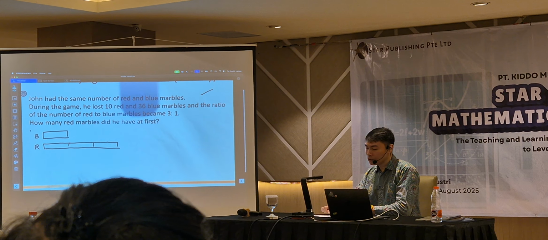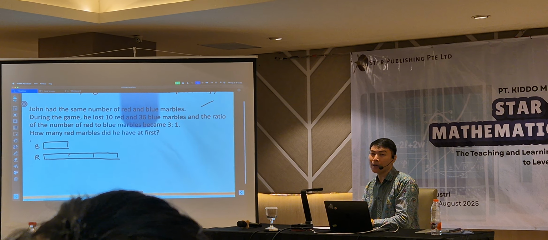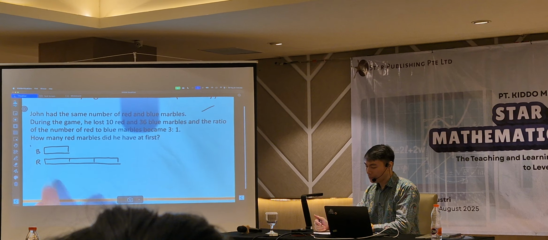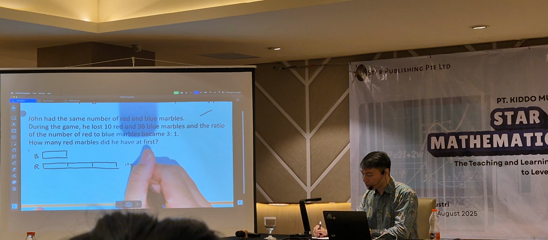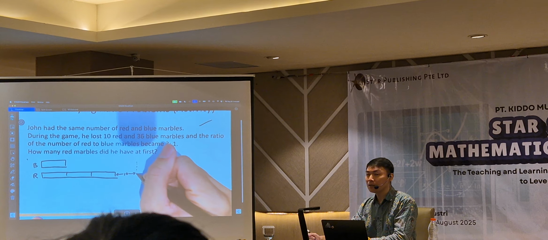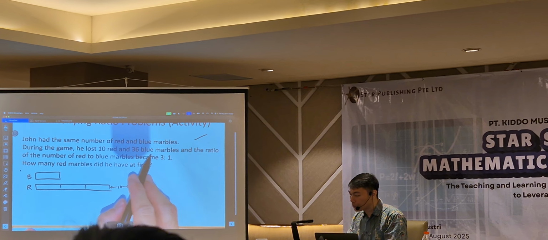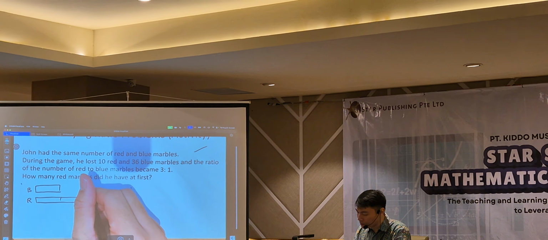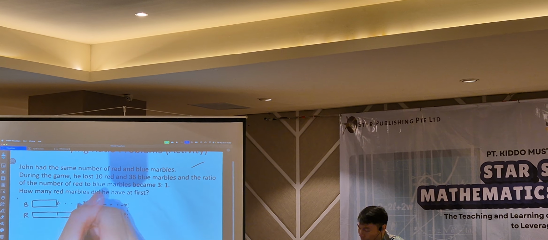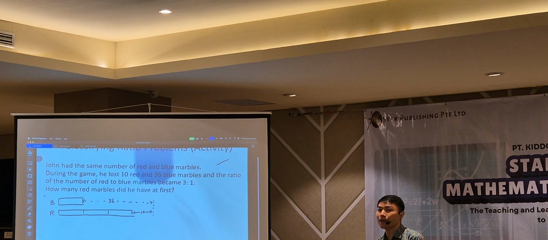Now, initially, John had the same number of red and blue marbles. And what had happened was that during the game, he lost 10 red marbles. So okay, there's a loss of 10 red marbles here. And initially, he had the same number of red and blue. Now the number of blue marbles lost was 36. So this is 36 here. Now what have I done? I have used a model to represent the entire context.